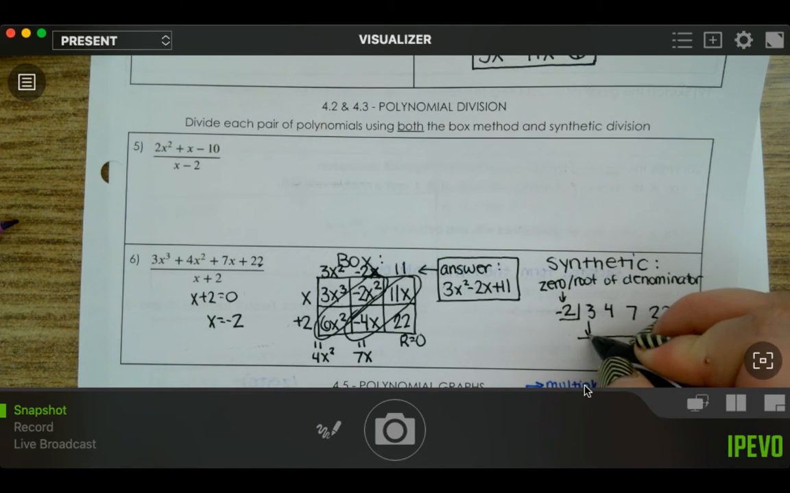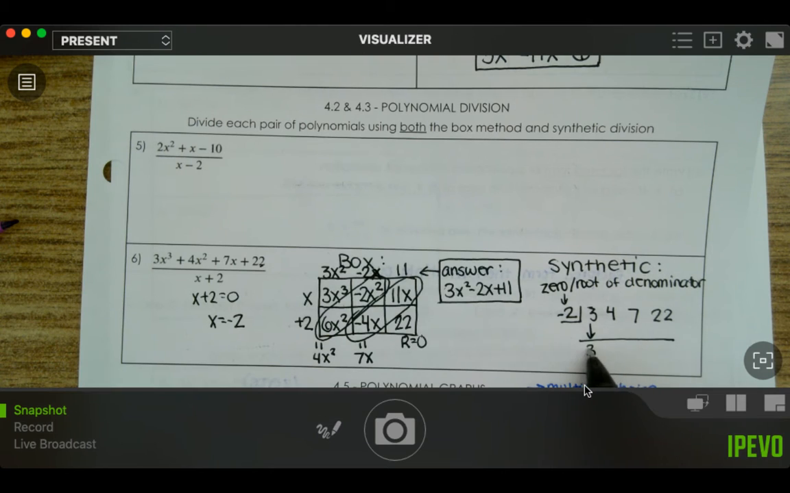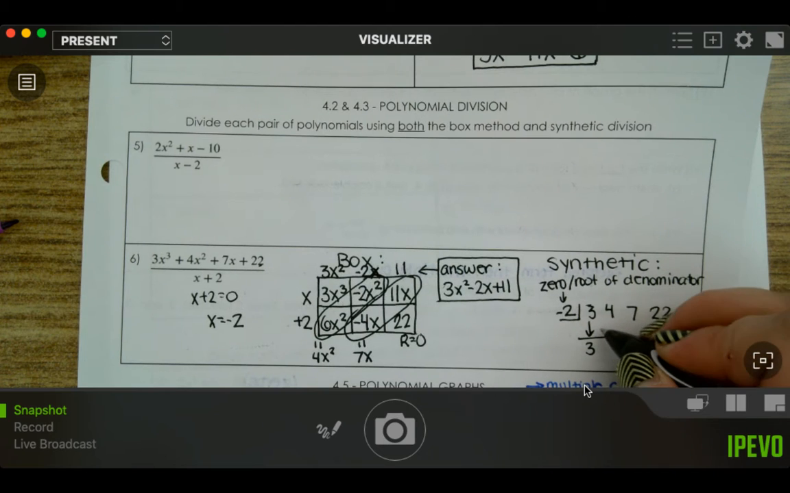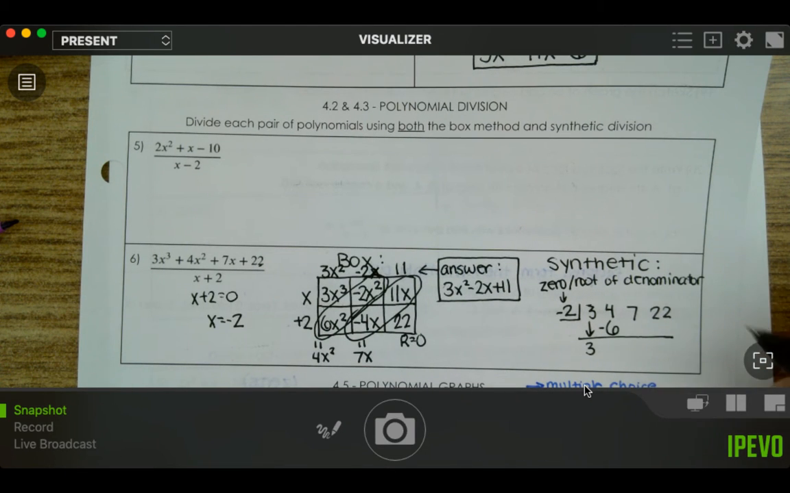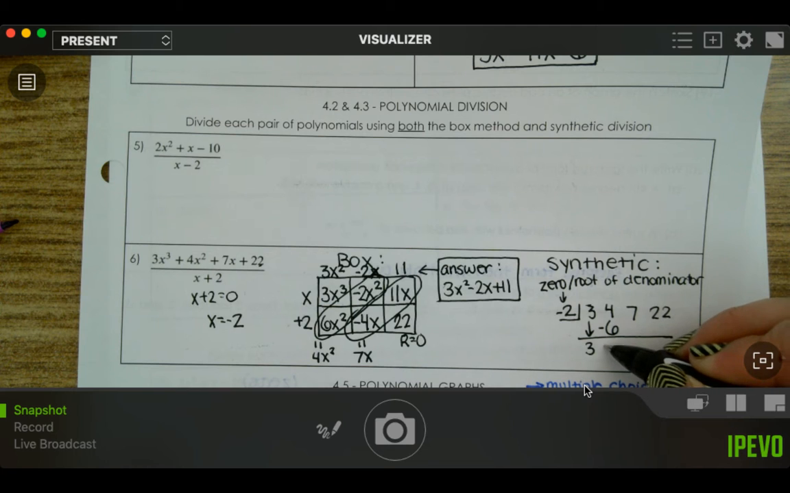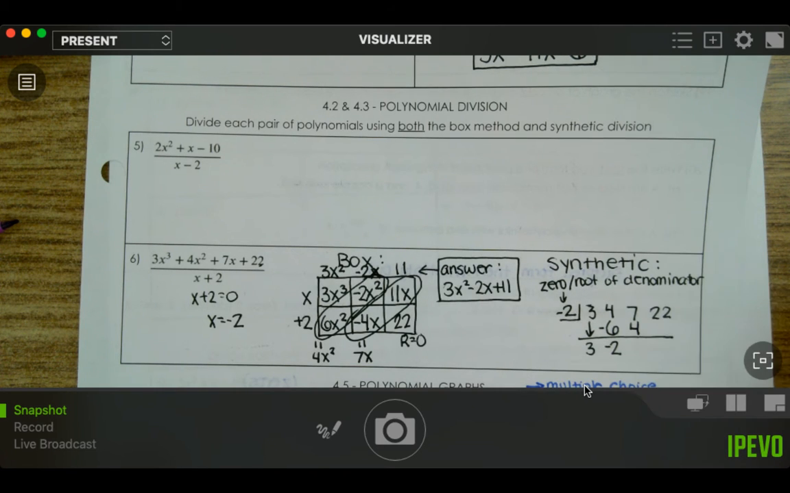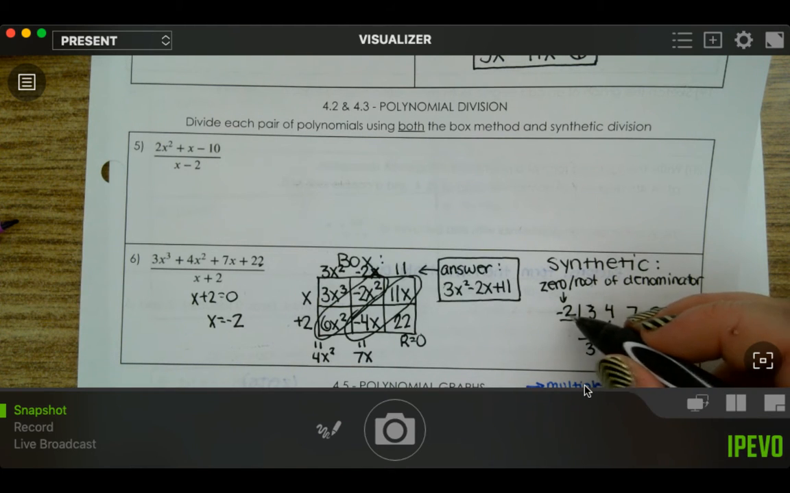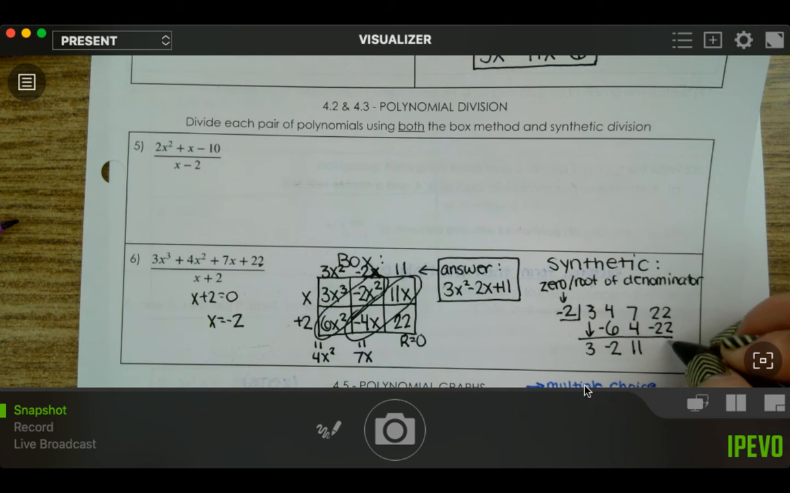And then you're going to drop this 3 down. Okay, so you draw this line underneath, leaving space for a new row right here. The first number comes down, and you're going to take this number and multiply it by whatever is in the box. 3 times negative 2 is negative 6. You write that in the next column, and then you add these together. Negative 2. And then you take your new number and multiply it by the one in the box. Negative 2 times negative 2 is 4. Add those together, that's 11. Take that and multiply it over here, that's negative 22. Add those together, that's 0. That is your remainder.